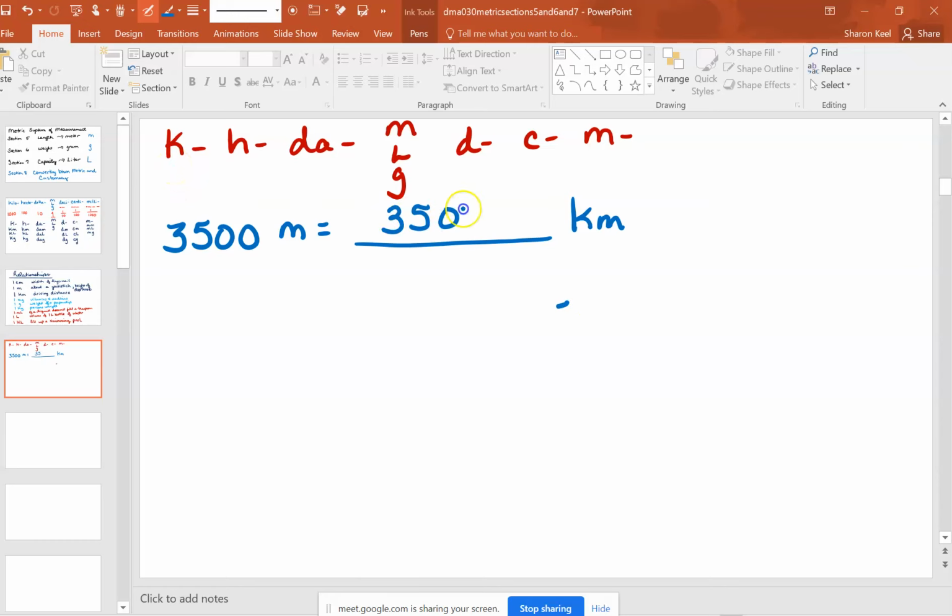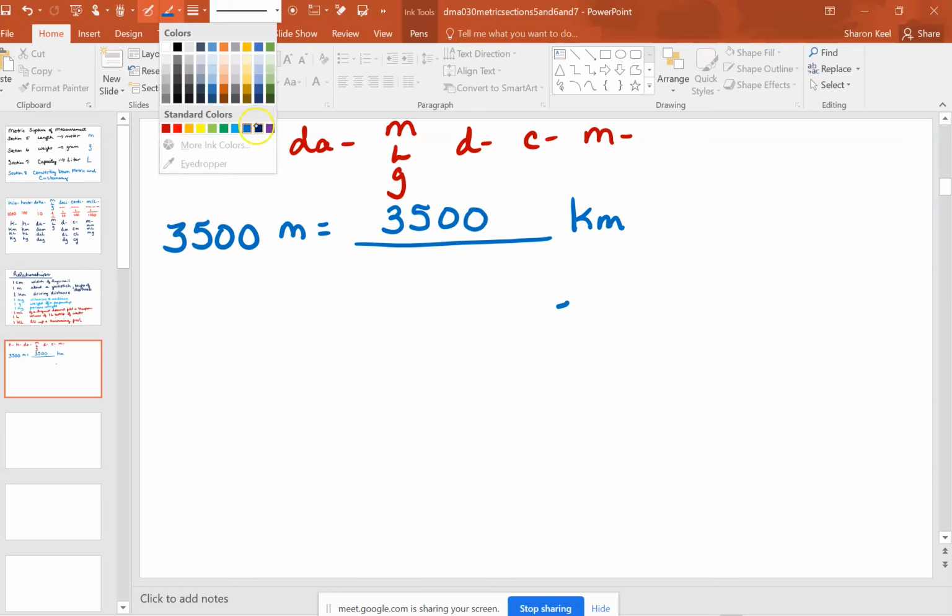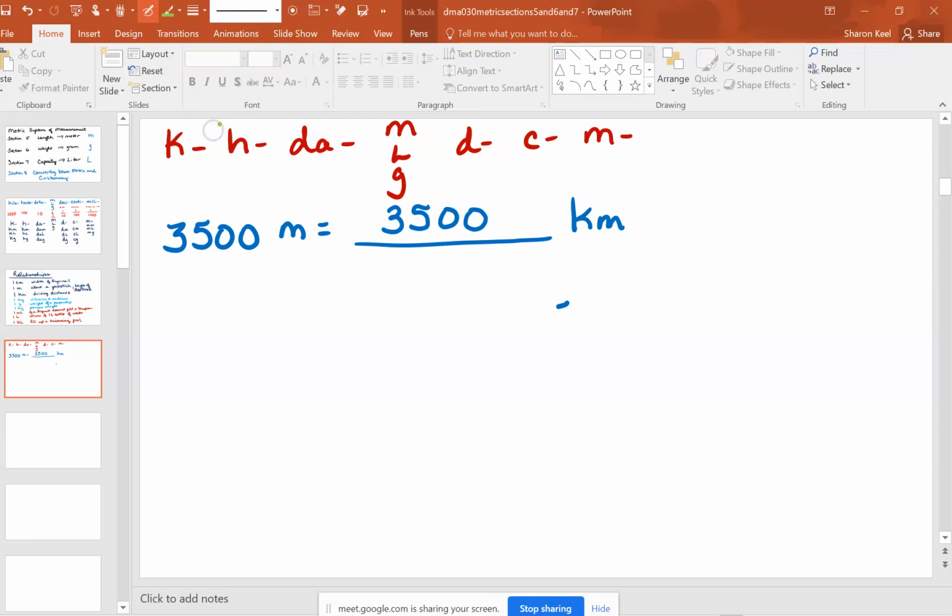So what I would do is I would rewrite my number 3,500. And I just made note that we're going to go left 3 places. Now, when we have a number that's just written, it's understood the decimal by default is here on the right. So I would put my pen here and I'm going to move left 1, 2, 3 places. So my decimal is going to end up between the 3 and the 5. So when I write this, it would just be 3.5 kilometers.